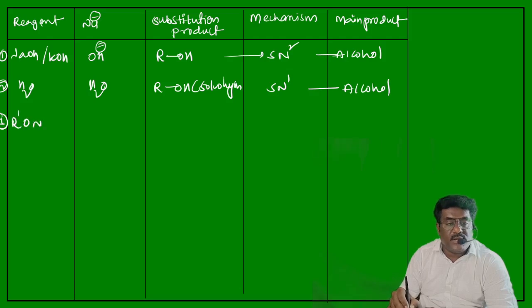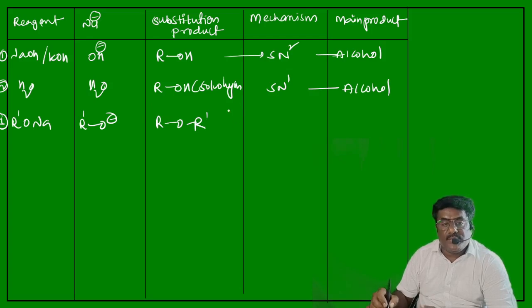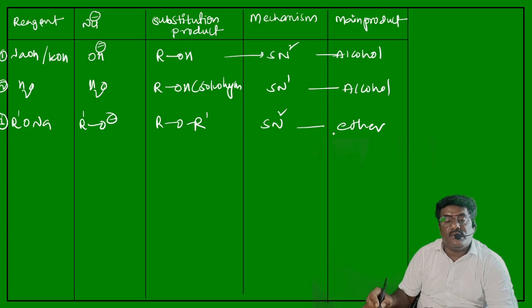Sodium alkoxide, RONa. What is the alkoxide? RO minus. What is the substitution product? It gives ROR. Ether is formed. What type of reaction? It is SN2. The product is an ether. Yes. I am taking the next reagent, sodium iodide.